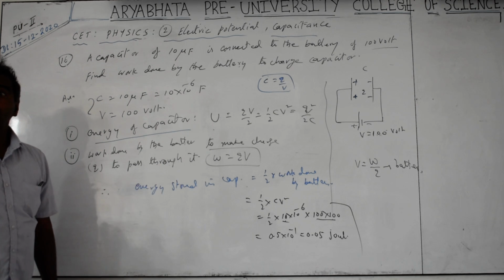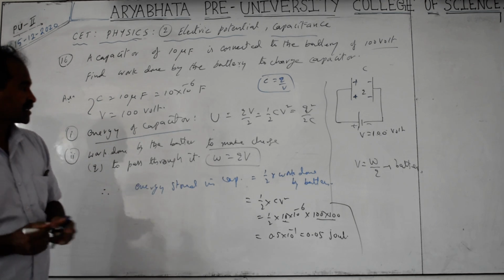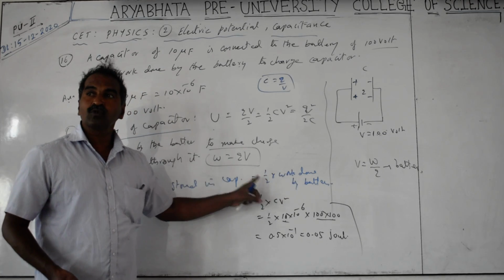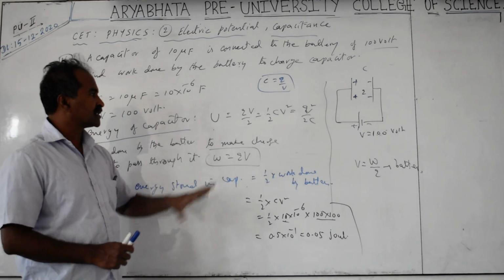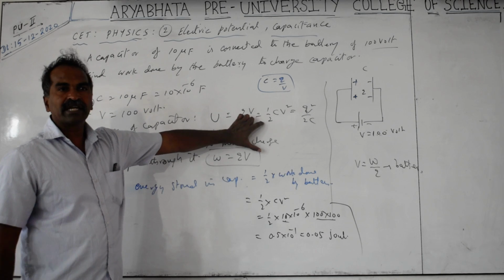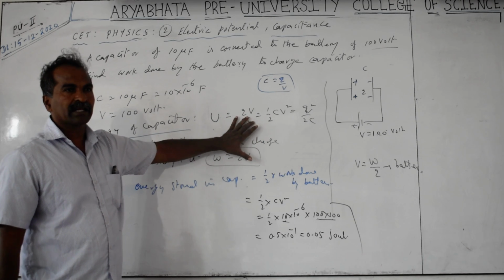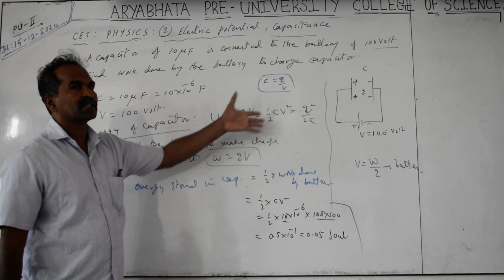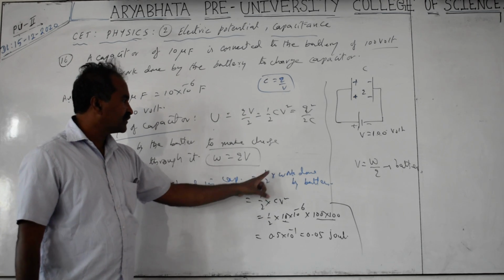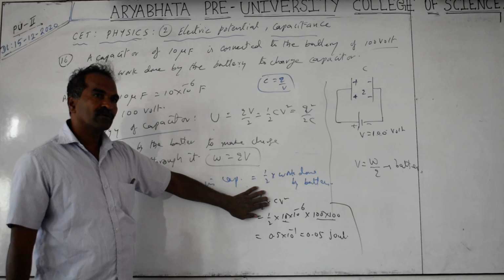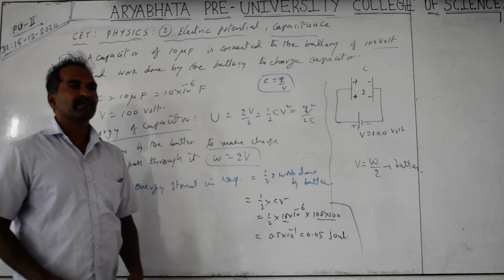But the question is, what is the work done by the battery? It is 2 times this. So you don't have to calculate it separately. You can just remember that relationship. Whichever one you calculate, the energy stored, the work done by the battery is double it. If you remove the half from half CV square, just calculate CV square. That will be the work done by the battery.